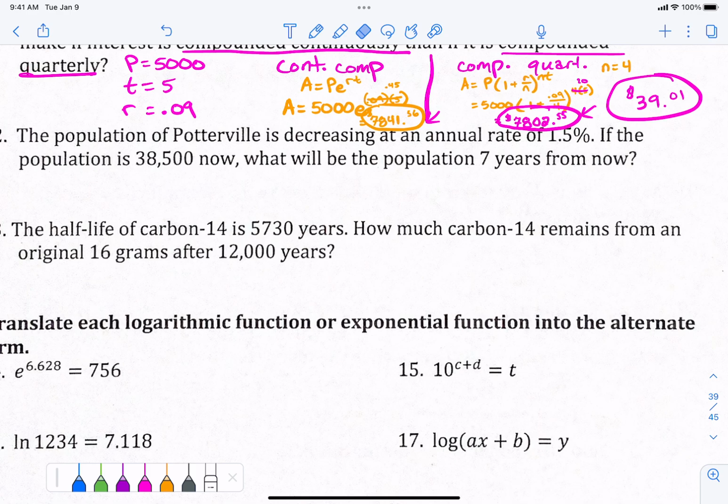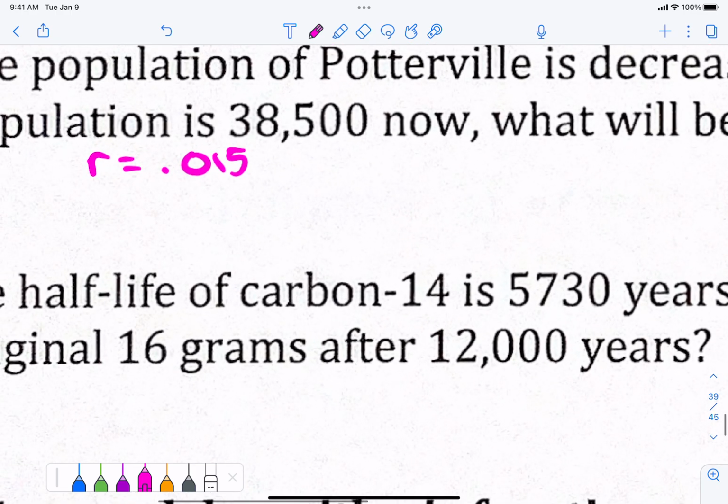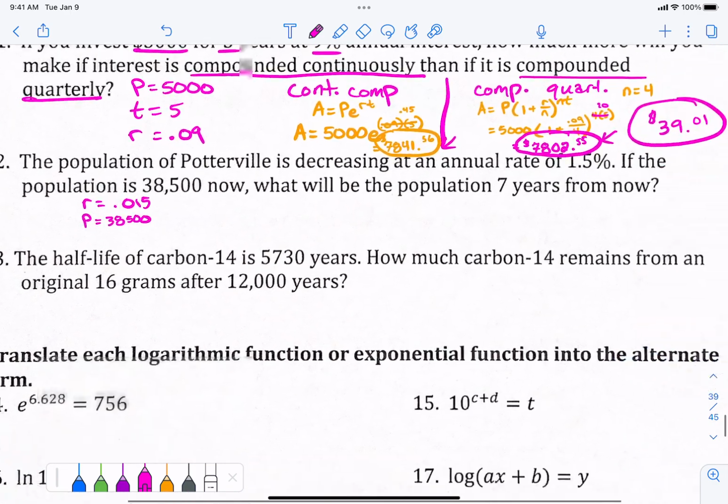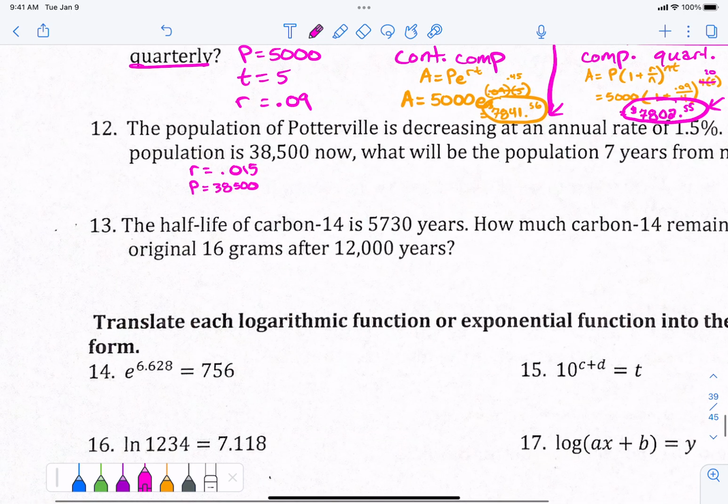All right, population of Potterville is decreasing at an annual rate of 1.5%. Okay, so R is 1.5%, but I'm going to put it as 0.015. You move the decimal, right? If the population is 38,500 now, that's our principal, 38,500. What will the population be 7 years from now? So that means T is 7.